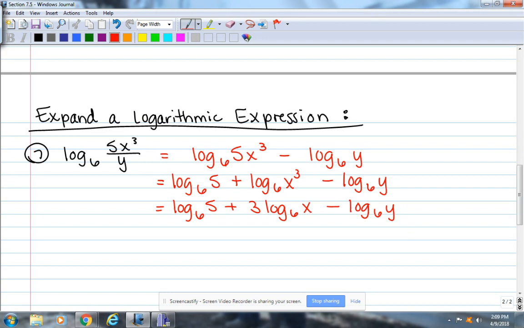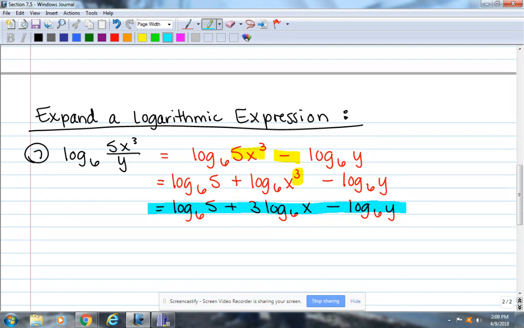So the first thing I did was subtract because they were divided, because it was a fraction. Then I split up this into these two parts, and then I moved this to the front. And this is my final answer. You're just breaking it down to where you have no exponents left and you don't have anything stacked on top of each other or anything squished together.